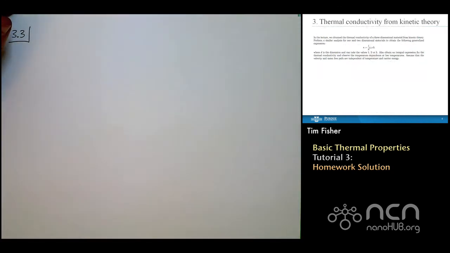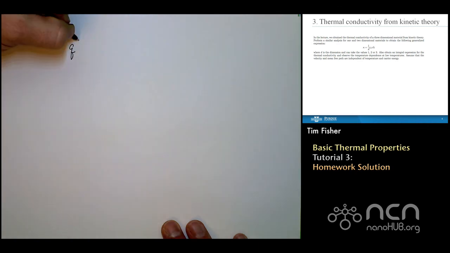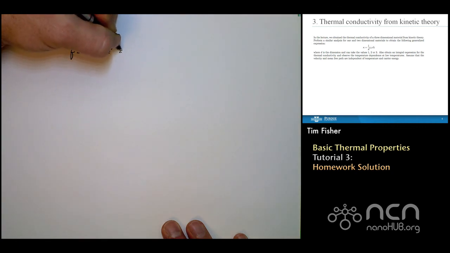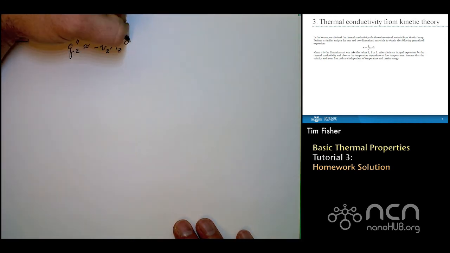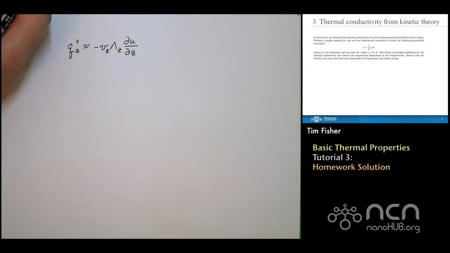All right, for problem 3.3, what we're going to try to do here is to understand the effect of dimensionality on the result from kinetic theory, the kinetic theory that leads to thermal conductivity. So a general expression for heat flux in a z direction is minus the z component of velocity multiplied by the z component of the mean free path multiplied by the spatial derivative of specific internal energy in the z direction.